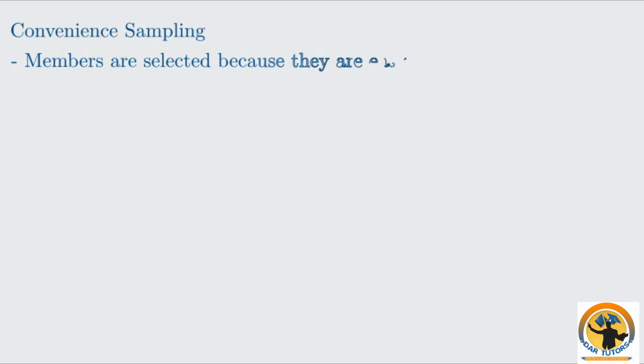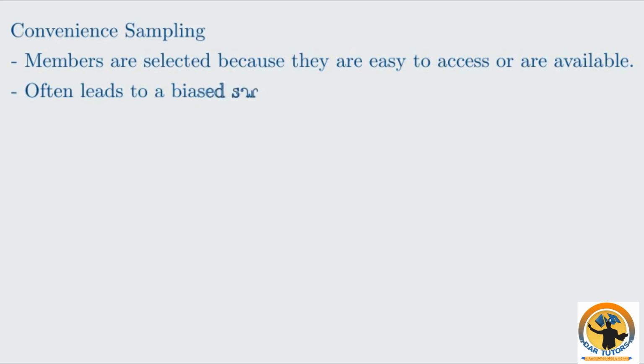So far, we've focused on random methods. Now, let's look at a non-random and often problematic method: convenience sampling. Convenience sampling is, as the name suggests, a method where individuals are chosen simply because they are easily accessible or willing to participate. It's the least scientifically rigorous of the methods we will discuss.